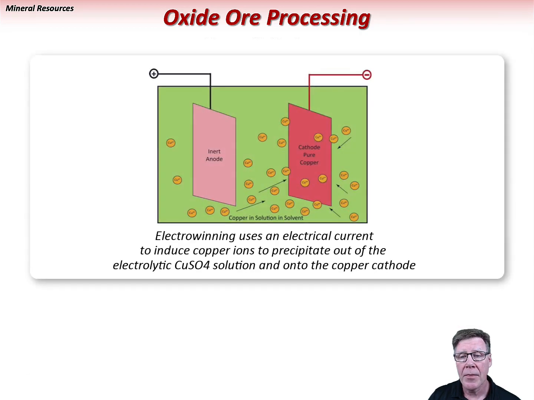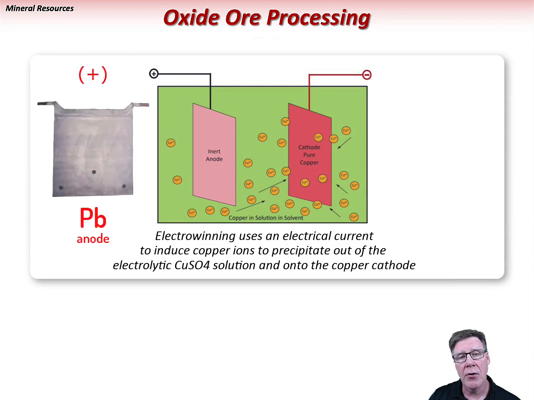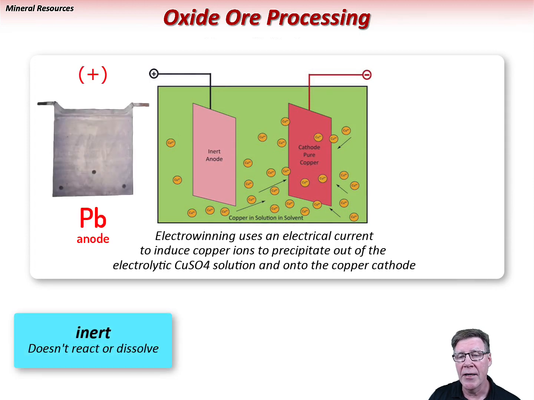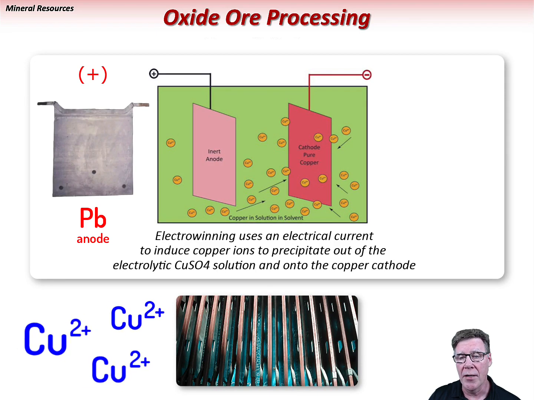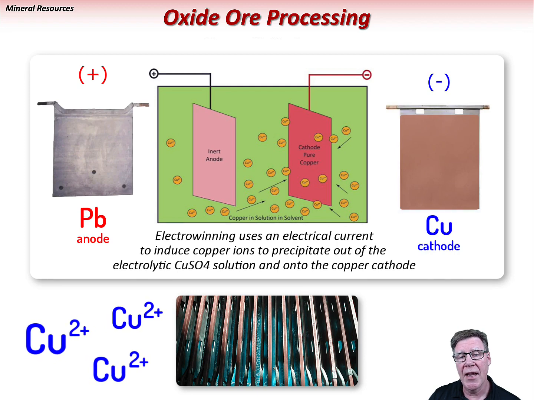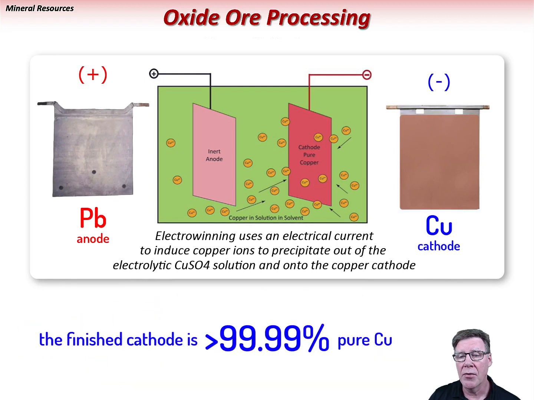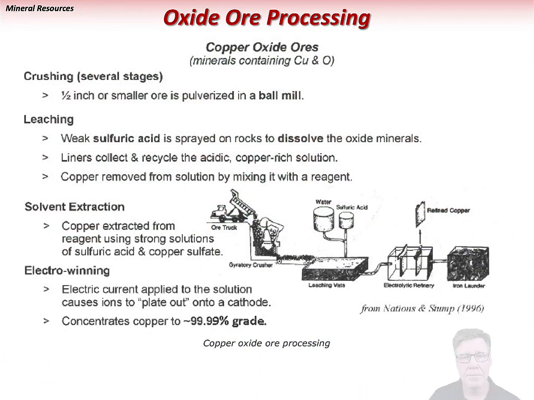In electrowinning, an electrical current is passed from an inert anode, typically made out of lead, through the copper sulfate solution containing the dissolved copper ions. The copper ions are then attracted to and deposit onto the cathode. The finished cathode is then more than 99.99% pure copper.